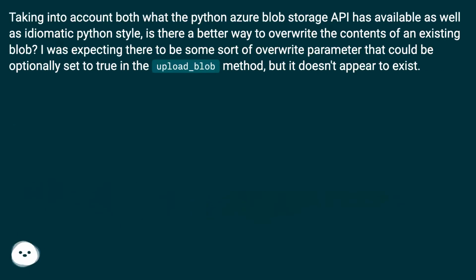Taking into account both what the Python Azure Blob Storage API has available as well as idiomatic Python style, is there a better way to overwrite the contents of an existing blob? I was expecting there to be some sort of overwrite parameter that could be optionally set to true in the upload_blob method, but it doesn't appear to exist.